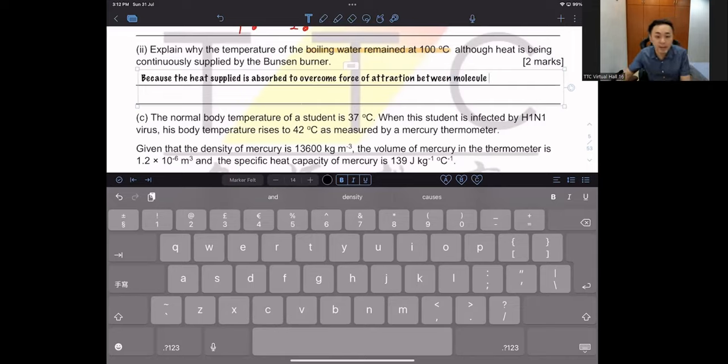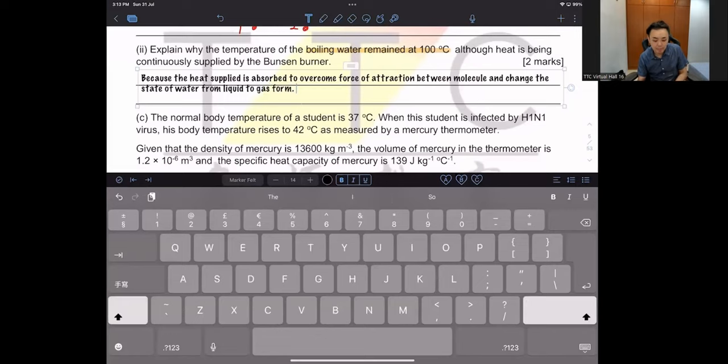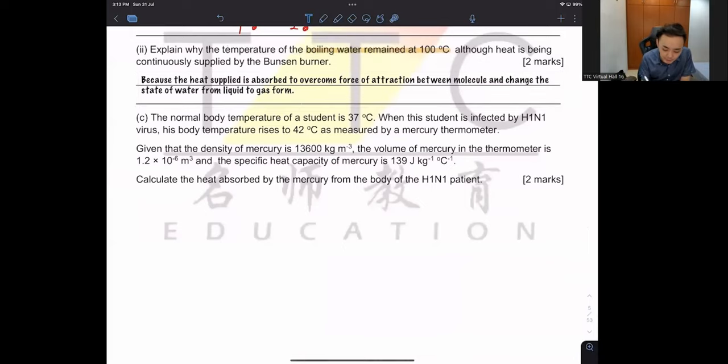Overcome force of attractions between molecules and what happened? 2 marks here. Yes, and changed the state of water from liquid to gas. Okay. You could mention the kinetic energy as well, right? But the main point is I need you to mention this. All right, heat supplied is absorbed to overcome force of attractions, and after that change state from liquid to gas form.